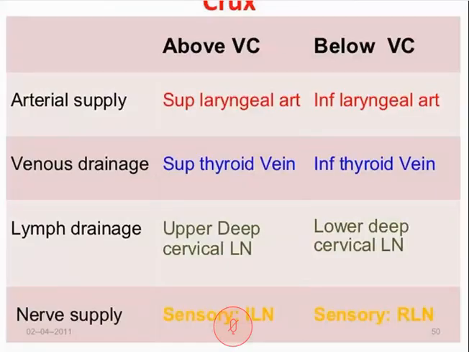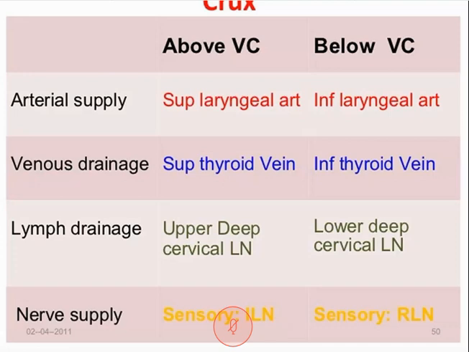abduction. To remember easily, the arterial supply above the vocal cords is the superior laryngeal artery. Below the vocal cord is the inferior laryngeal. Venous drainage primarily superior thyroid vein above and inferior thyroid vein below.